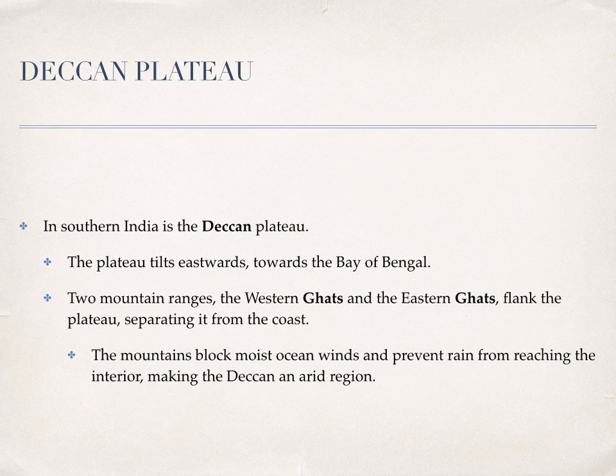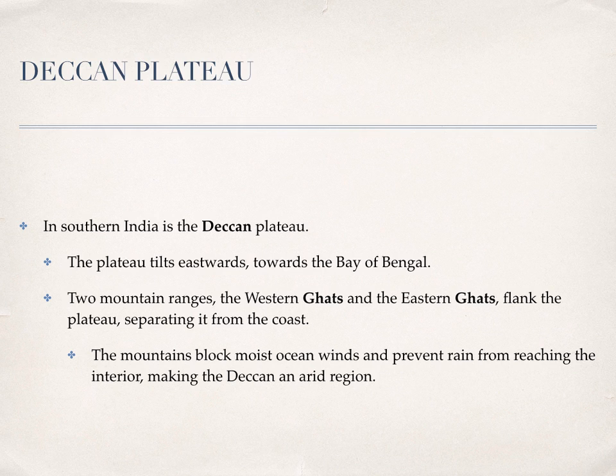Deccan Plateau. If you go to South India, right in the middle of the peninsula is the Deccan Plateau. This plateau tilts a little bit eastwards towards the Bay of Bengal, so when it rains, the rivers move in that direction. There are two mountain ranges, the Western Ghats and the Eastern Ghats, and these flank the plateau. They separate it from the coast.